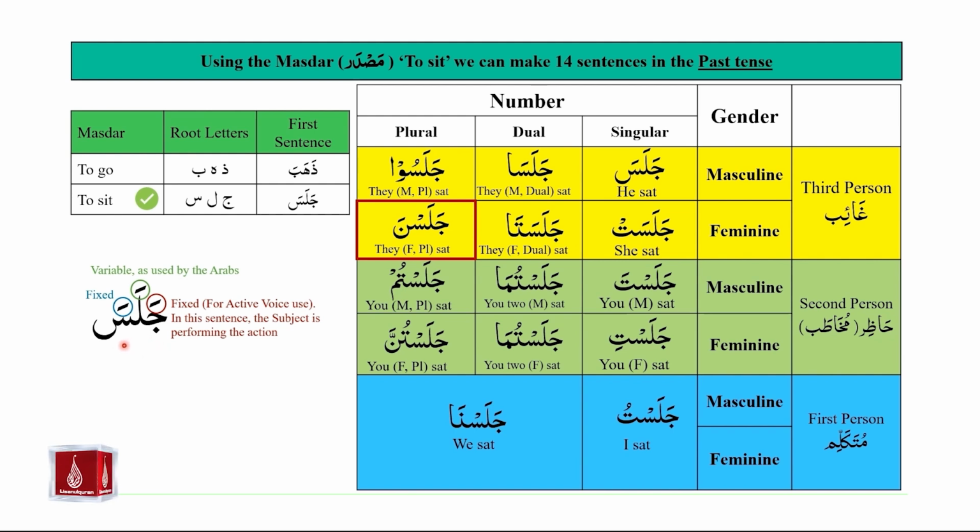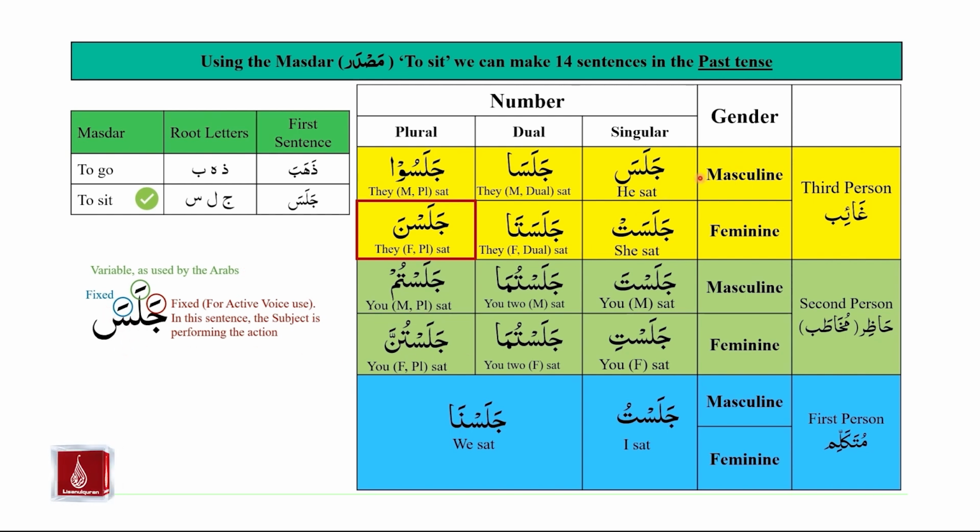In the case of jalasa, jim will have zabar on it, and this is fixed for active voice use. In this sentence, the subject is performing the action. Jalasa means he sat, and in this case, he is performing the action of sitting. The zabar on lam is variable because it is as it is used by the Arabs. And finally, the zabar on sin is fixed.